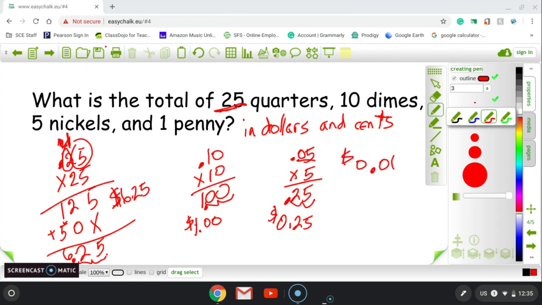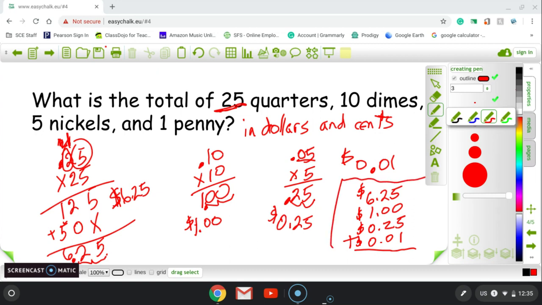And that's how I label it. So those are the amounts of each coin. Now I just have to add them together. So I'm going to take my $6.25, my quarters, my dollar for my dimes, my 25 cents for my nickels, and my 1 cent for my penny. And I'm going to add them up to find the total. Let's see here. 5 plus 5 is 10, plus 1 is 11. Group my 1. 1 plus 2 is 3. 3 plus 2 is 5. Decimals all the way down. You're just going to bring down your decimal when we're adding. And then 6 plus 1 is 7. So our answer is $7.51.